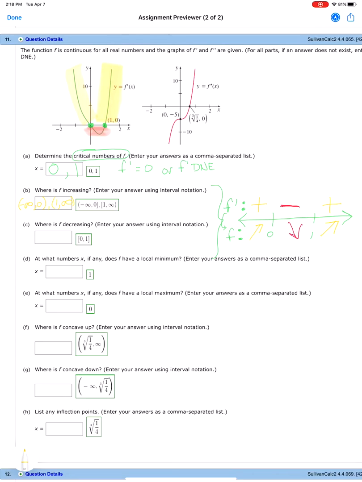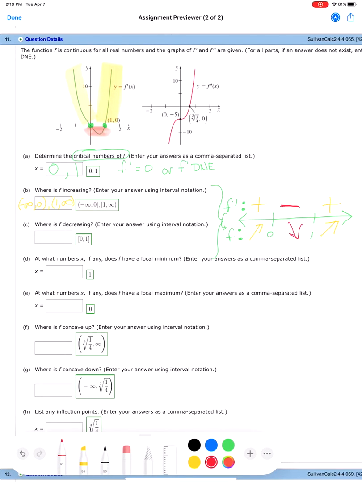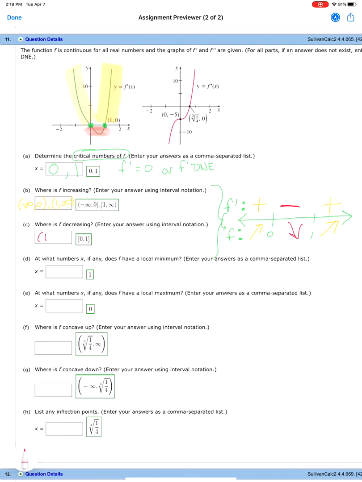Again, I prefer parentheses in those. Your book has a bracket here in the answer, but just put a parenthesis, it should take it. And then where is f decreasing? Well, f was decreasing on the interval from 0 to 1.